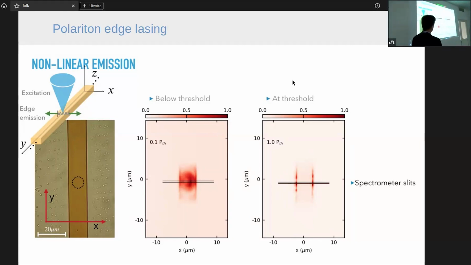These are two images of light coming out from the structure as I increase the intensity. Below the threshold for lasing, I just see some reflection from the laser, which is focused. But if I go over some threshold, I see very strong emission from the edges of the waveguide. So it means that there is some light inside, but I can only see it coming out from these edges.